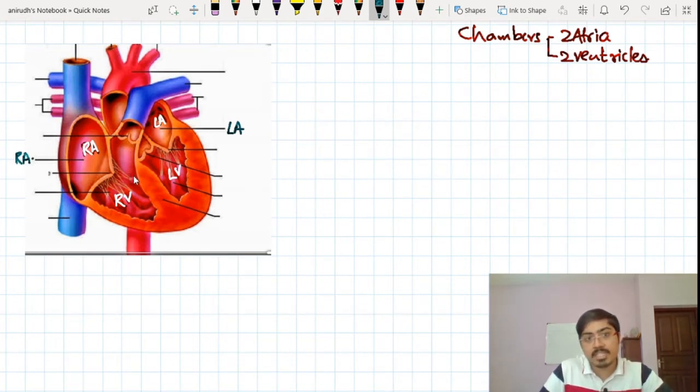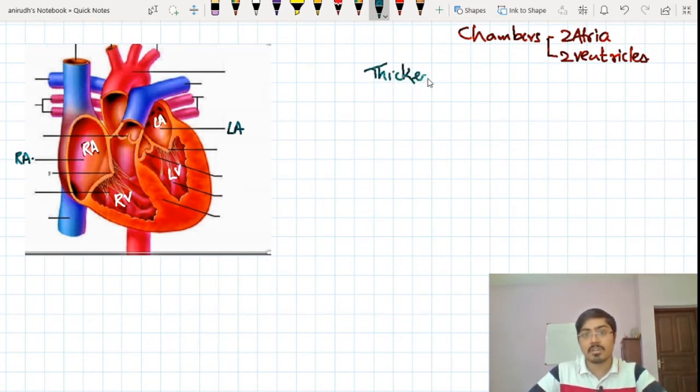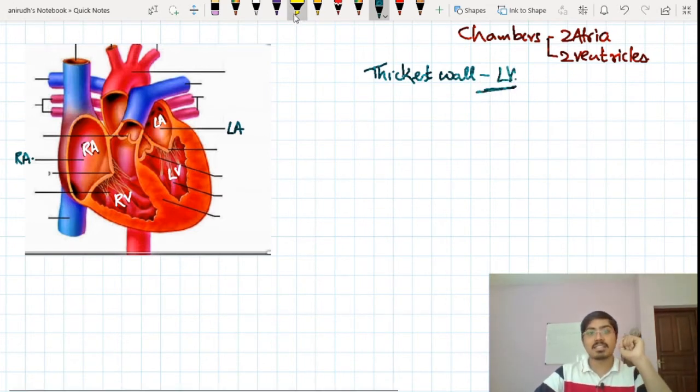Now the point is the size of the muscle. Just see the wall of the atrium. The wall of the atrium is very thin compared to the ventricle. So I can see that the ventricular walls are thicker compared to the atrium, and the thickest wall is with the left ventricle.